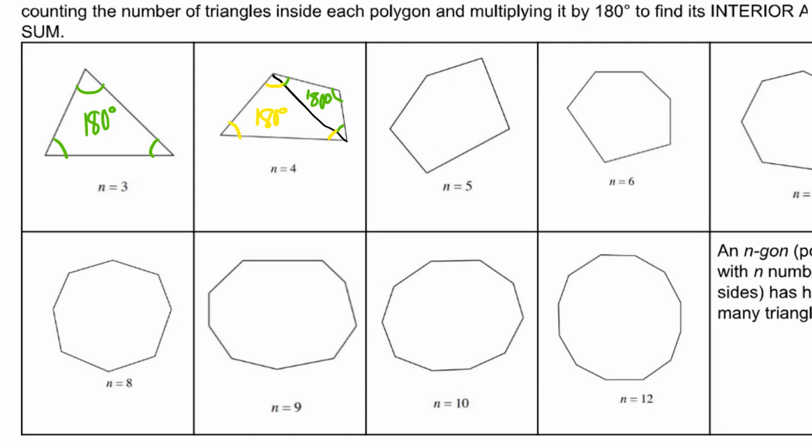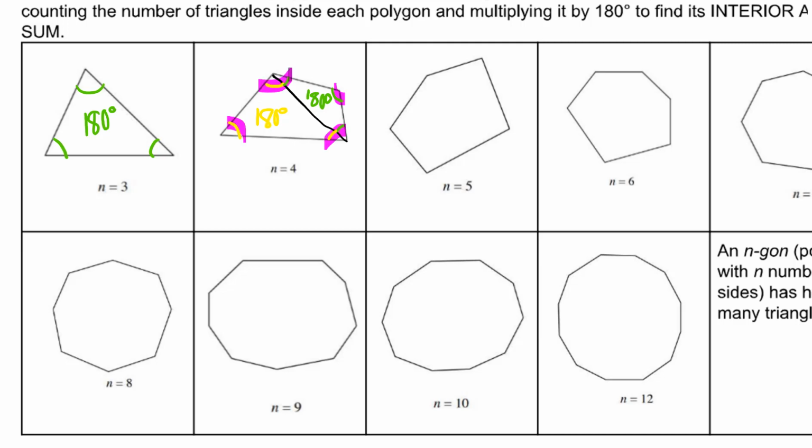Interesting. So we have a quadrilateral that is split into two triangles. The green triangle has an interior angle sum of 180 degrees. The yellow triangle has an interior angle sum of 180 degrees. And it's covering all four interior angles of our quadrilateral.